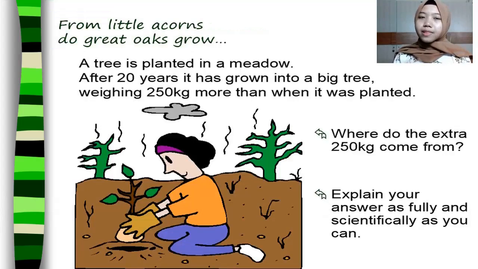Okay, from little acorns great oaks grow. A tree is planted in a meadow. After 20 years, it has grown into a big tree, weighing 250 kilograms more than when it was planted. Where did the extra 250 kilograms come from? Okay, you can know from that experiment.